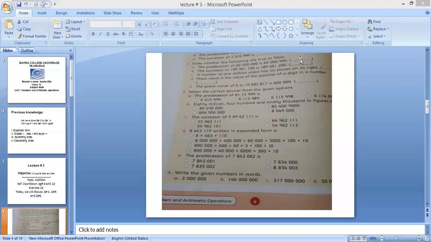Now come to E. The predecessor of this is what? What is the predecessor? You will subtract 1 from unit place. 2 minus 1 is 1. Check which one is the right one. Yes, first one is the right answer. Okay, so you have done question number 2 and 3. These are objective questions. You will do these questions once again. Okay, now come to the next one.